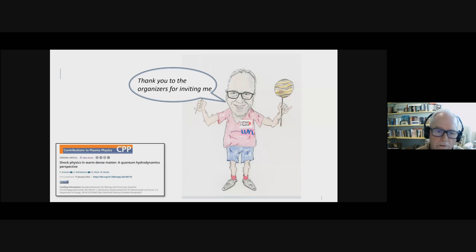So the work that you're going to see today is based on a paper we published a year or two ago in Contributions to Plasma Physics. And a lot of the details that you'll hear today are actually in that paper.